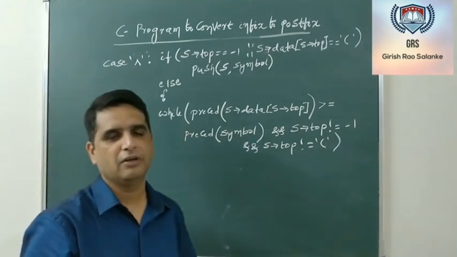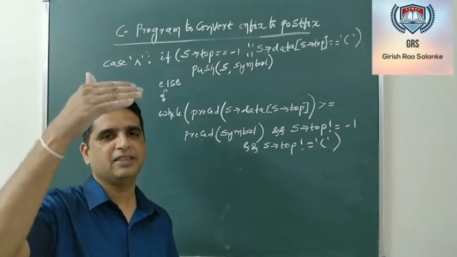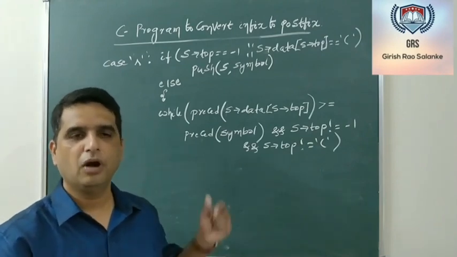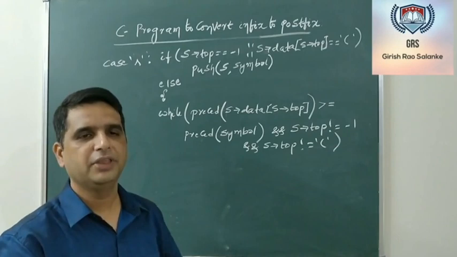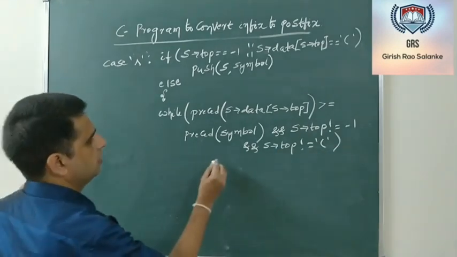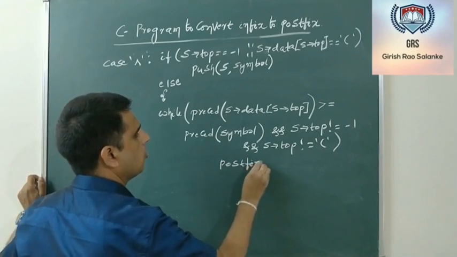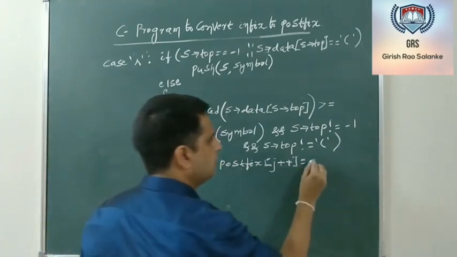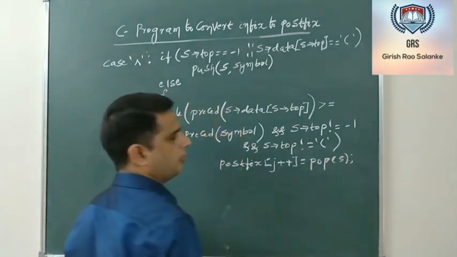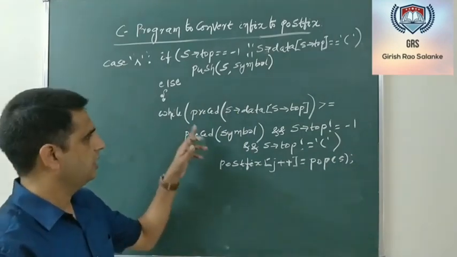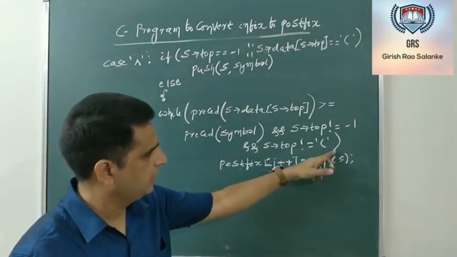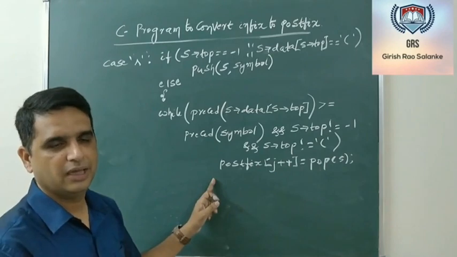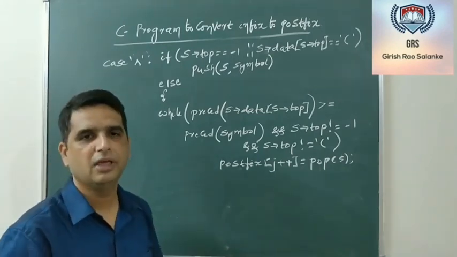So you might have observed that until top of stack is having higher precedence when compared to the precedence of the scanned operator, what we are supposed to do? We are supposed to pop the content of stack and place them on postfix expression. So postfix of J++ is equal to call the function pop. This is the only statement within the while statement. Note that if you are opening this while, you need to close this while here. As it's a single statement, I am not opening braces for the while statement.